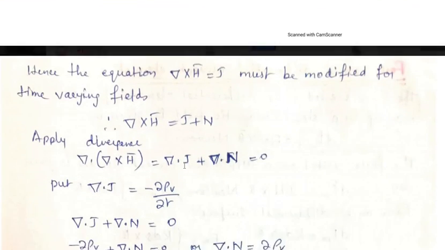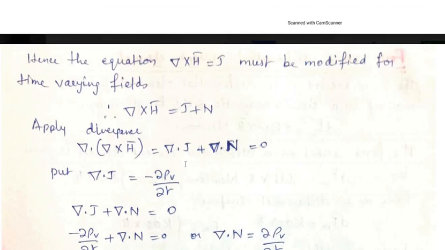So this was done by Maxwell. This equation has to be modified for time varying fields. So we can modify this equation and write del cross H is equal to J plus N. Earlier it was only del cross H is equal to J. Now we take another term here, J plus N. Now apply divergence on both sides: del dot del cross H is equal to del dot J plus del dot N. But divergence of curl is equal to 0.